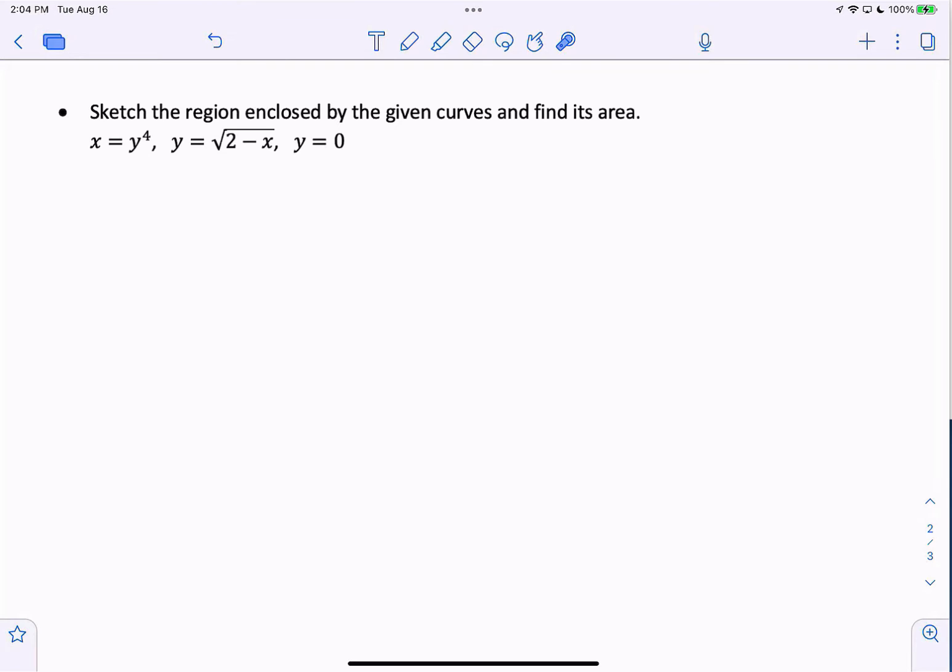I'd like for you to do this next one. Sketch the region enclosed by the given curves and find its area. The region is enclosed by x equals y to the fourth, y equals the square root of 2 minus x, and y equals 0. You're going to have to decide whether to do this in terms of x or y. Start with a picture, give it a shot. Come back when you're done.